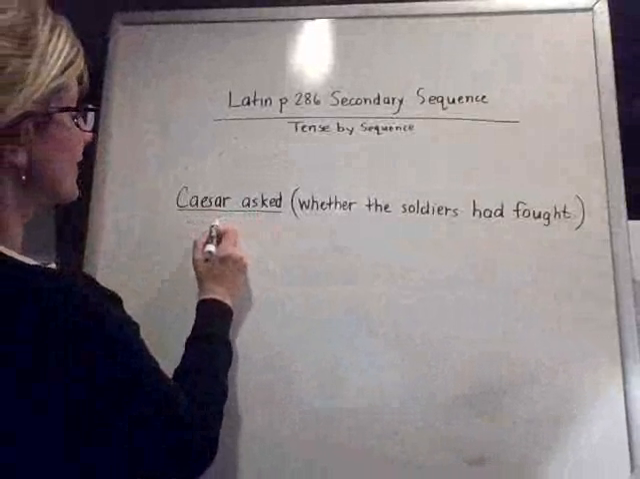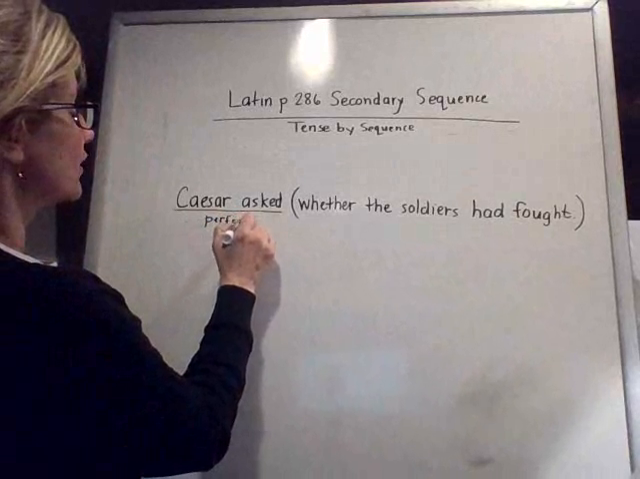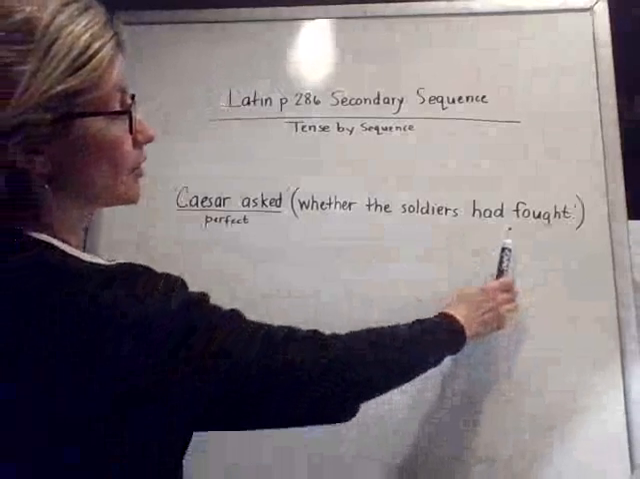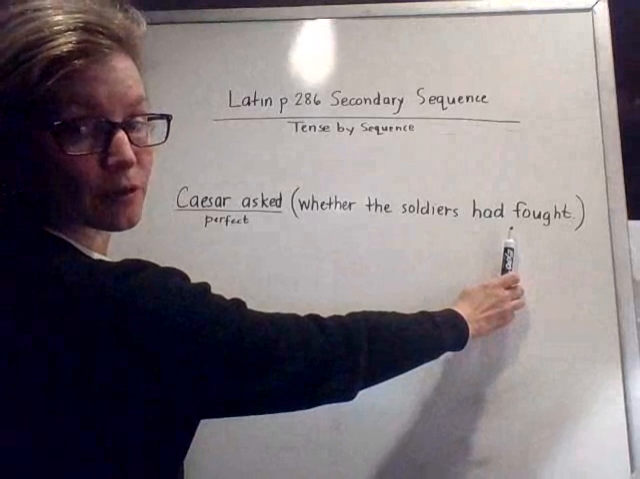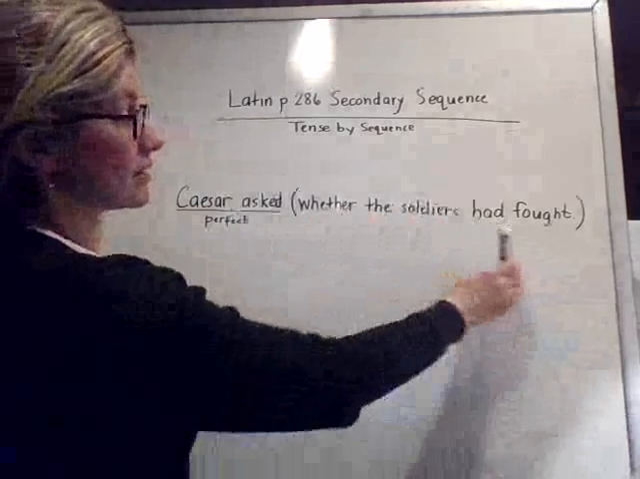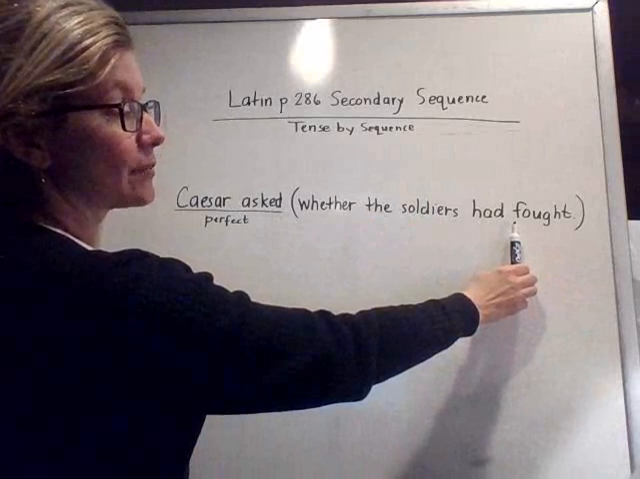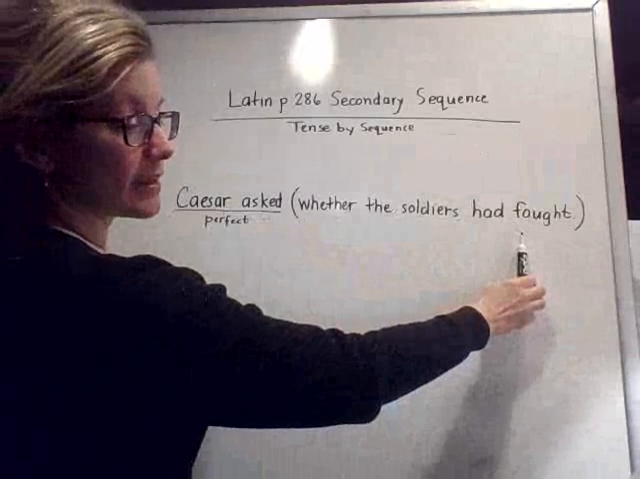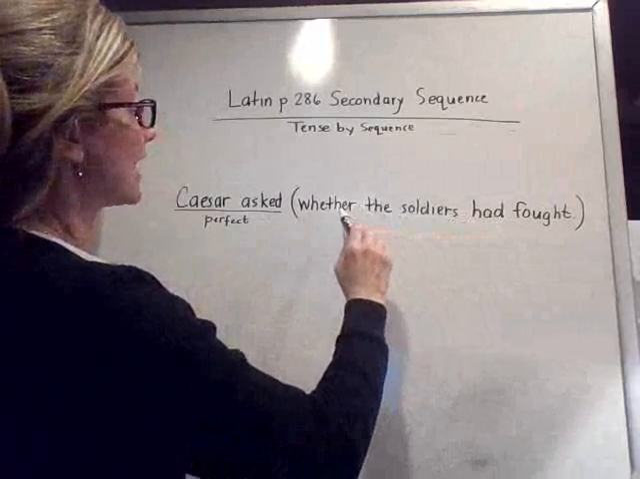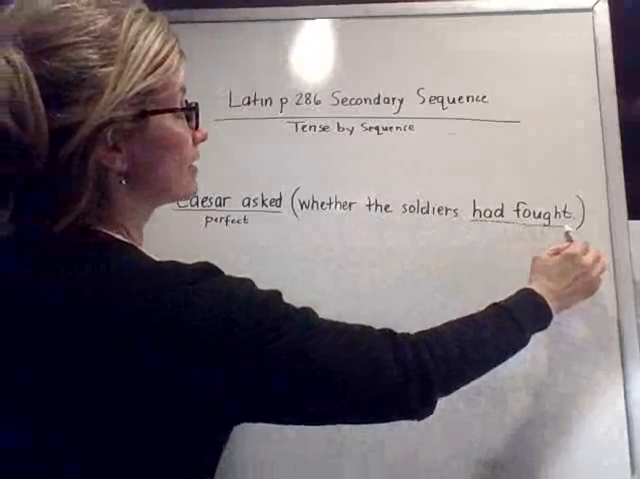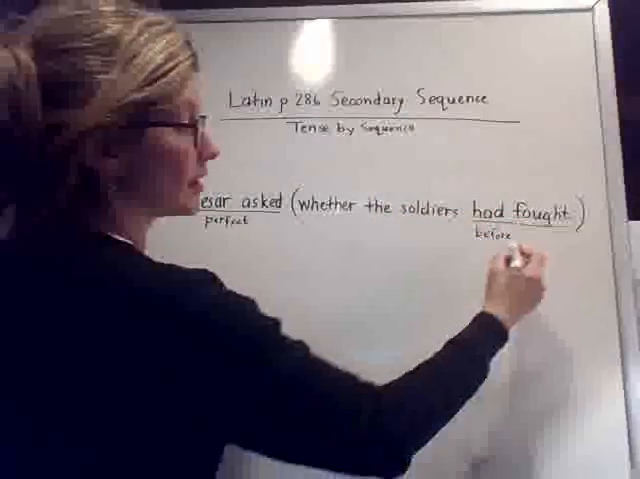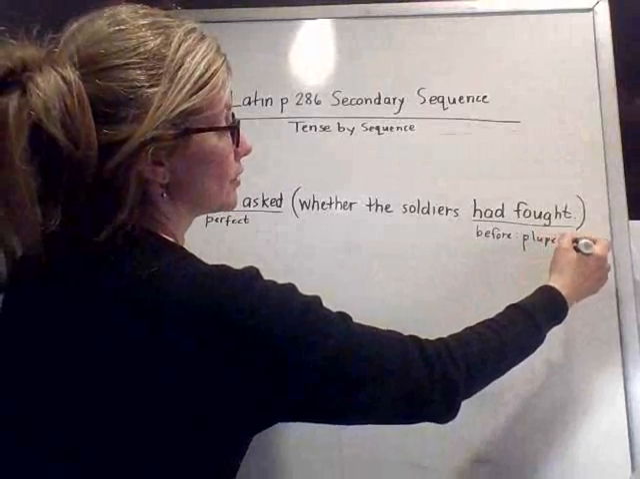We see that Caesar asked, that is in the perfect tense. And we just learned that the perfect tense is a secondary tense. So that means that the verb here in the subordinating clause is going to be in either the imperfect or the pluperfect. If the action is happening at the same time as the main clause, then it would be imperfect. And if the action is happening before the action of the main clause, then the tense would be pluperfect. So which tense is this? The action is happening whether the soldiers had fought. So the action is happening before the action of the main clause. So we would use the pluperfect over here. So we'll make a note of that.